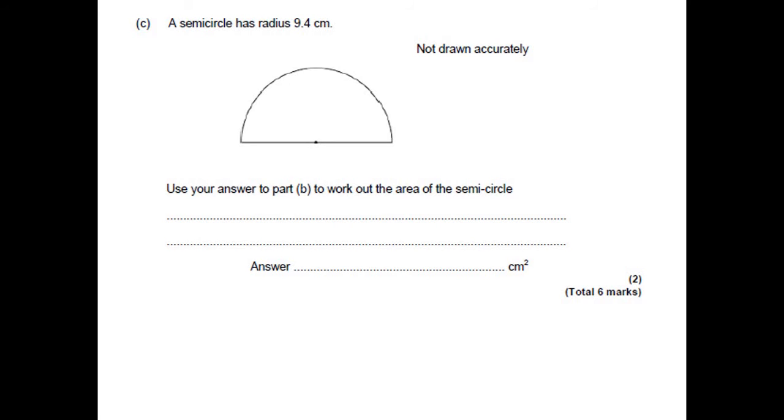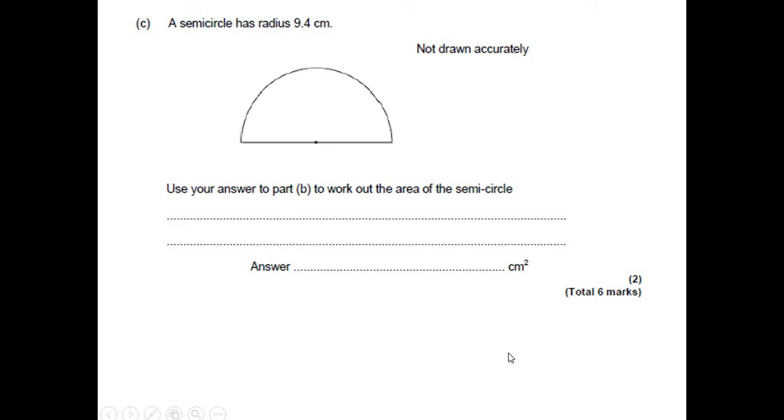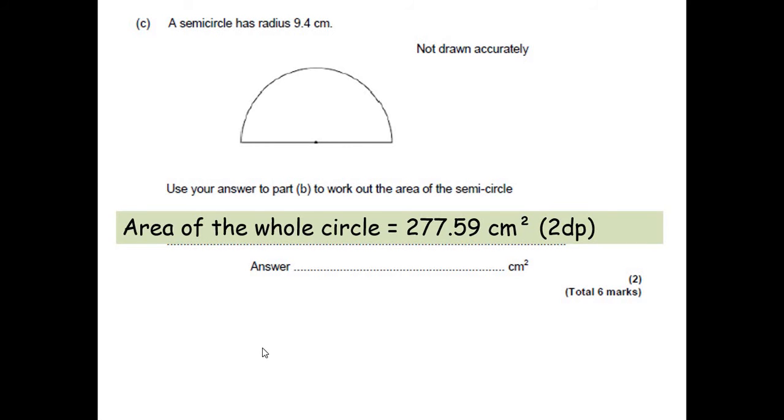The third part of that question says that a semicircle has a radius of 9.4 centimeters. Use your answer to part B to work out the area of the semicircle. So if we quickly look back, part B, our answer was 277.59 centimeters squared. So the area of the whole circle is here, 277.59 centimeters squared.